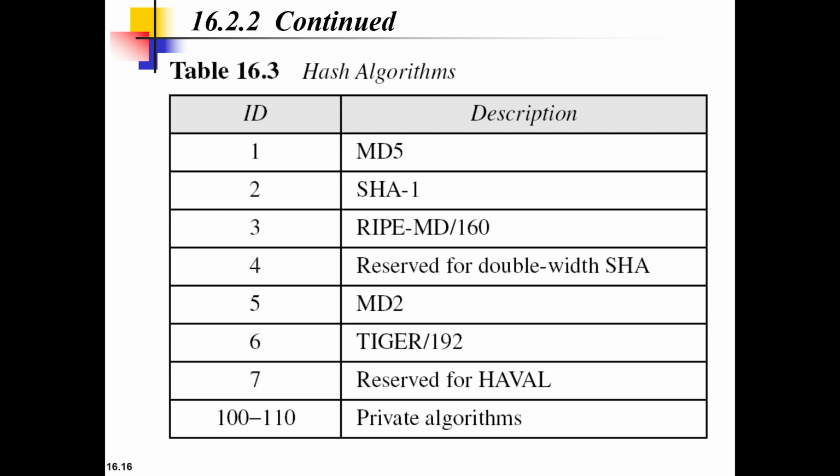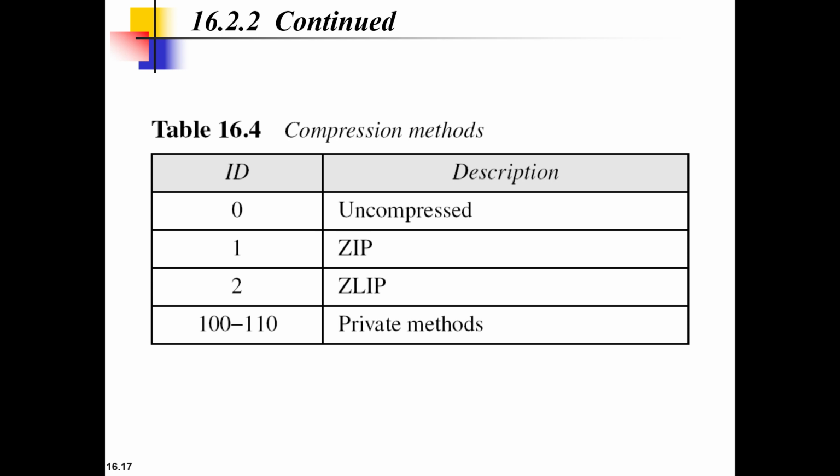Next are the hash algorithms. The hash algorithms that are used for creating hashes in PGP are listed in table 16.3. Next are the compression algorithms that are used for compressing text, as shown in table 16.4.